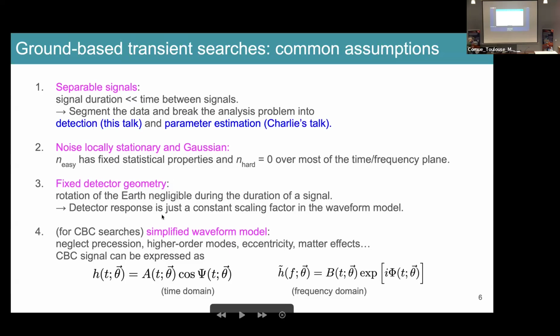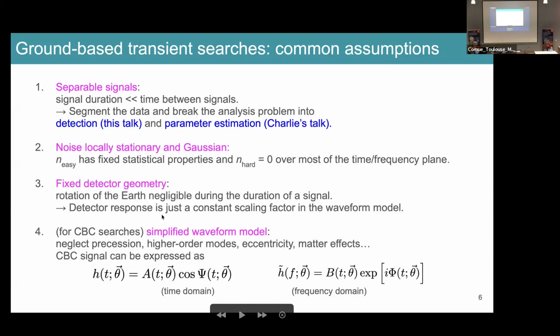Second important hypothesis, we are going to assume that the noise is locally stationary and Gaussian, which means we are going to pretend that the data quality problems that Francesco talked about do not exist. Now, of course, this is not true, but it is true for short segments of data. So for about 1 minute, you can segment your data and you can make this assumption that the noise is well behaved. If the noise is not well behaved, well, we're going to have problems. We will talk about this later.